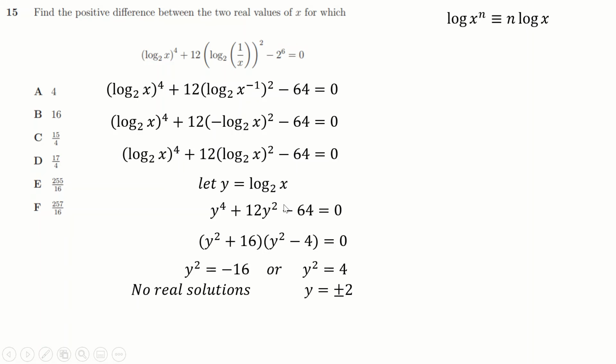But of course that means log 2 of x is plus minus 2. So either log 2 of x is 2 or log 2 of x is minus 2. And what this is saying is 2 to the power 2 is x, which of course means x is 4, or 2 to the power negative 2 is x, which means x is a quarter.